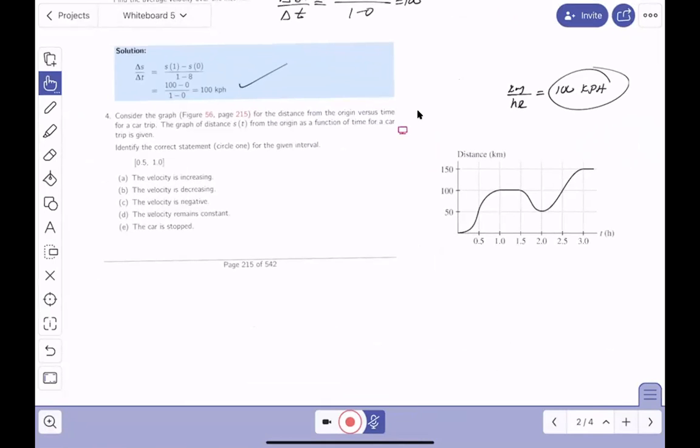So they got an interval now between 0.5 and 1. So this is the interval between 0.5 and 1. I'm going to highlight that for you. That's the interval they're talking about, all right? Identify the correct statement, circle 1. There's only one answer now. So it says identify the correct statement, circle 1, for the given interval, the 0.5 to 1.